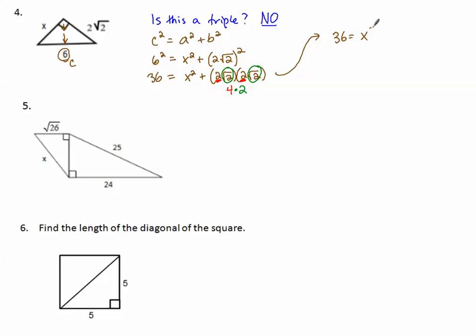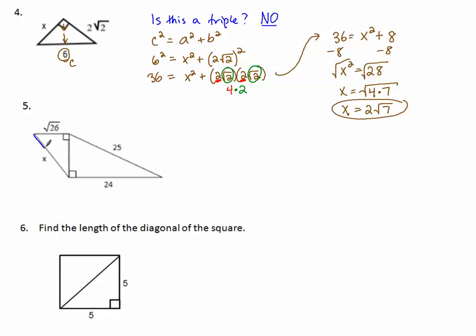36 equals x squared plus 8. Subtracting 8 from both sides, I like to turn it around so the x is first. X squared equals 28. Take the square root. 28 is not a perfect square, but can be written as a perfect square times a non-perfect square, 4 times 7. Square root of 4 is 2, and 7 is left over. 2 square roots of 7. Know how to simplify.